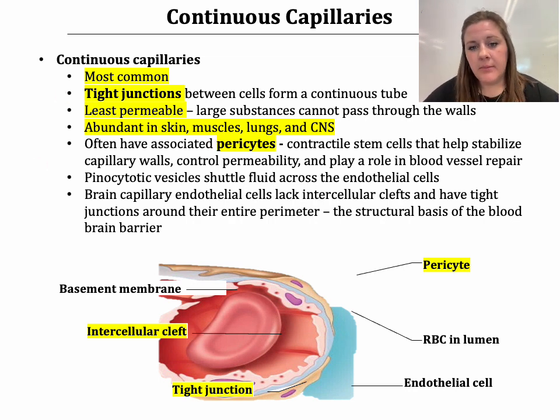Tight junctions are really involved with creating a tight barrier. So these continuous capillaries are the least permeable. Okay, they're held together very tightly, so only small particles are going to be able to pass through these types of capillaries. They're not leaky, like we say, but these are the most common. So widely distributed throughout the body, right? Ensuring that the important stuff gets in and out, but not allowing big proteins and other stuff to pass through the capillary wall.